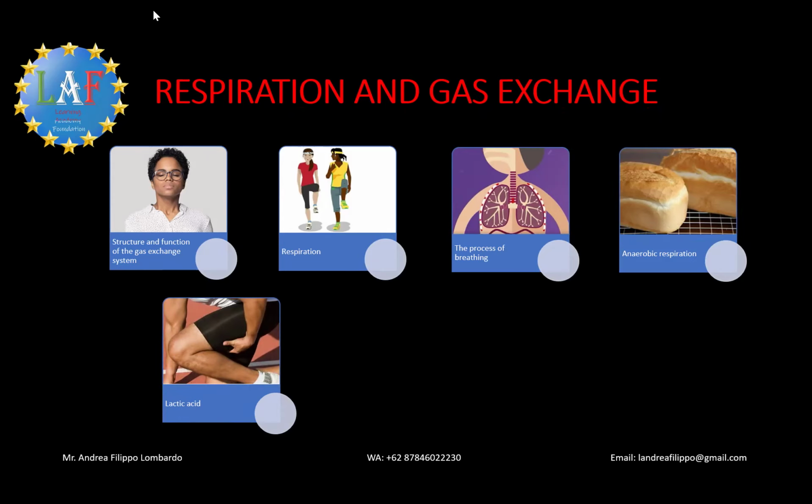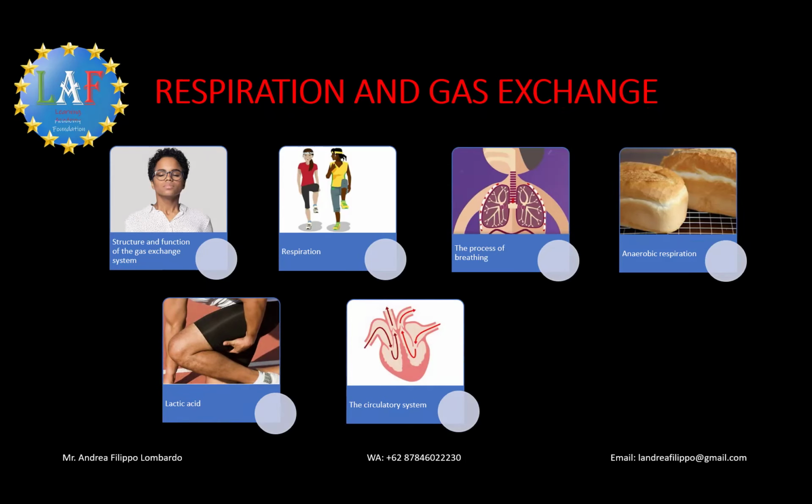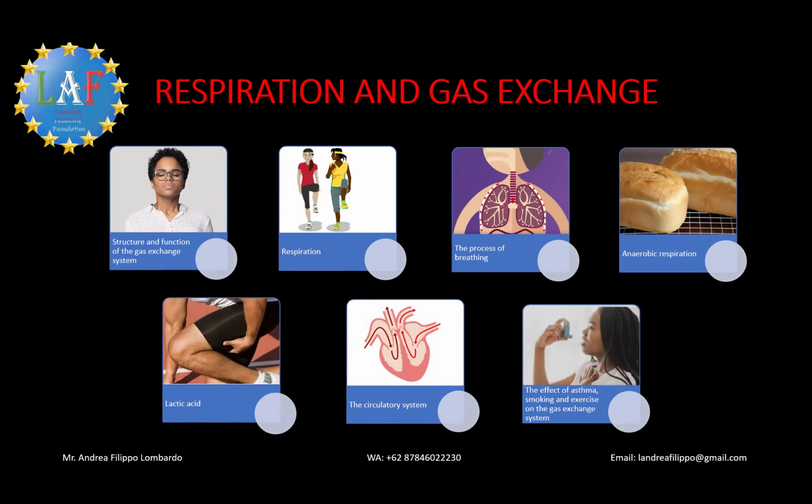The circulatory system is all the blood vessels in the body, which carry cells and substances to all its parts. And also the gas exchange system is the parts of the body involved in breathing, such as the lungs, airways, and diaphragm. So different conditions and activities affect this system.